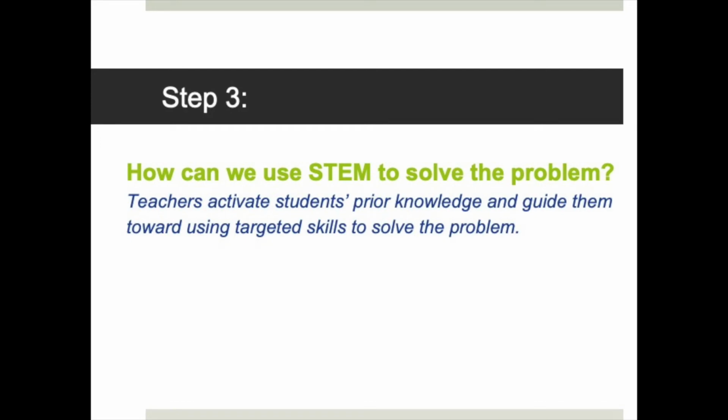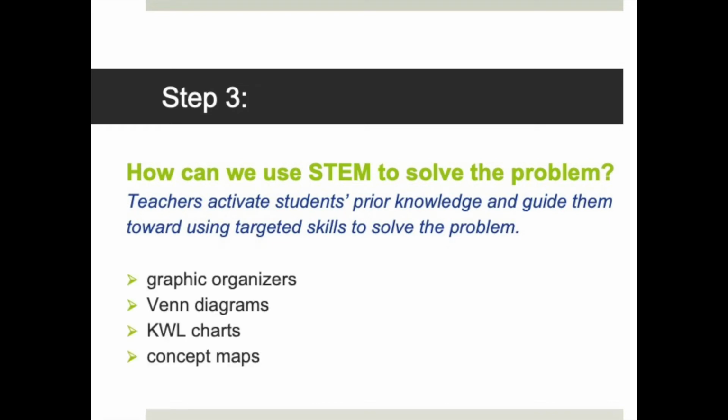Step 3. How can we use STEM to solve the problem? Teachers activate students' prior knowledge and guide them toward using targeted skills to solve the problem. Teachers can activate elementary students' prior knowledge using a variety of techniques, such as graphic organizers, like Venn diagrams, KWL charts, and concept maps. After student knowledge is activated, teachers are able to identify misconceptions and guide students towards learning that supports the targeted knowledge and skills.